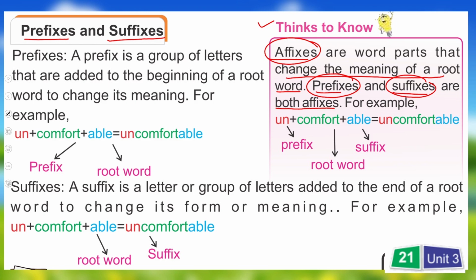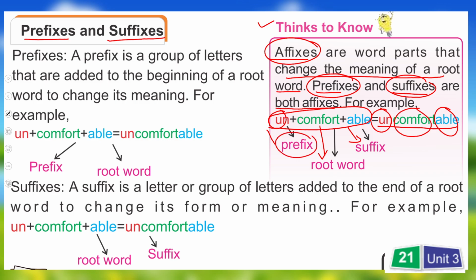For example, we have the word uncomfortable. Yes, this is one word, uncomfortable. Un is the prefix, comfort is our root word, and able is our suffix. Together, we write it together, we call it uncomfortable. And you can see the different colors, 1, 2, and 3. It means this word is divided into different parts. It has affixes. It has a prefix, it has a suffix, and it has a root word. These are the three things that we find in a word.